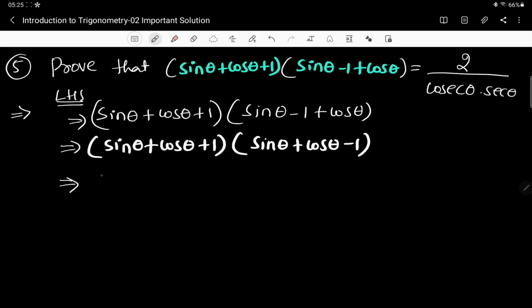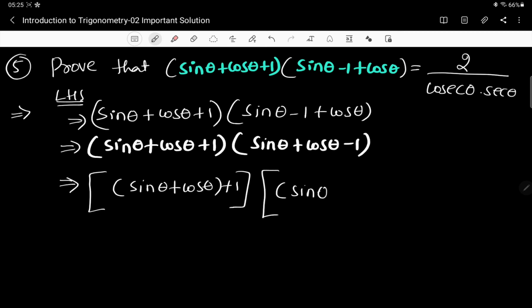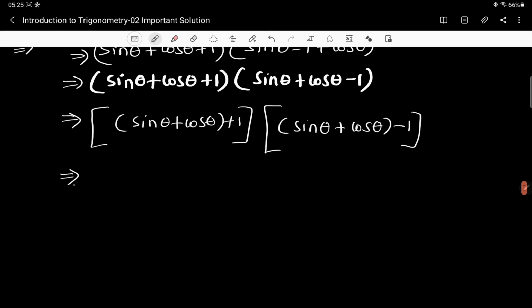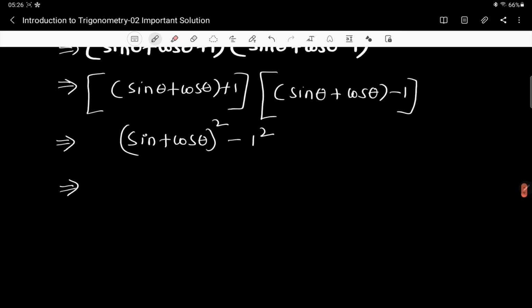We can write this as one square bracket, and inside this I can write sine theta plus cos theta, then plus 1, into sine theta plus cos theta, then minus 1. Correct, no? A plus b into a minus b. Then it becomes a square, that is sine theta plus cos theta whole square, minus b square. So it is of the form a plus b whole square, no?